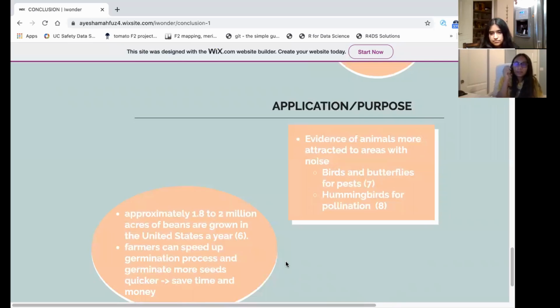This study can be used and implemented when farmers are commercially growing bean plants, because they can speed up the germination process of these bean seeds. This saves both time and money in the long run, because the seeds are germinating faster, which means that you can germinate more bean seeds in a specific amount of time, which means that you can sell more bean seeds and make more profit.